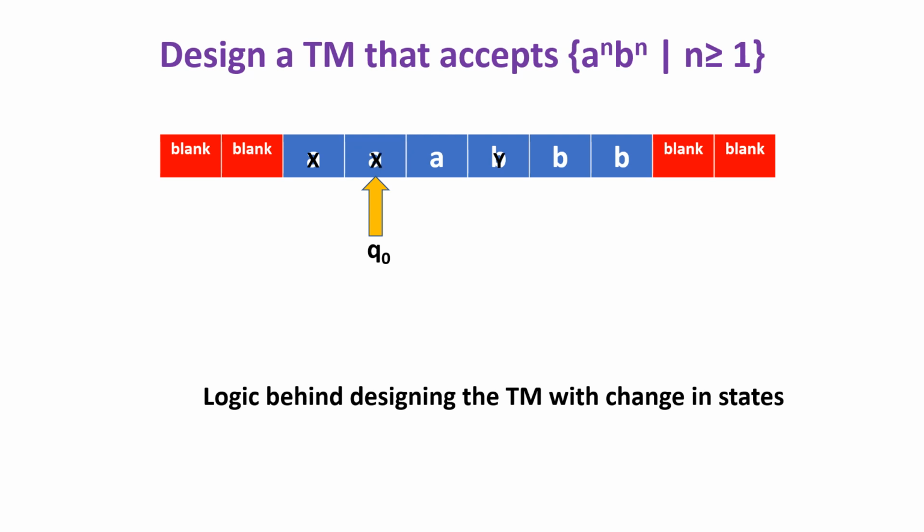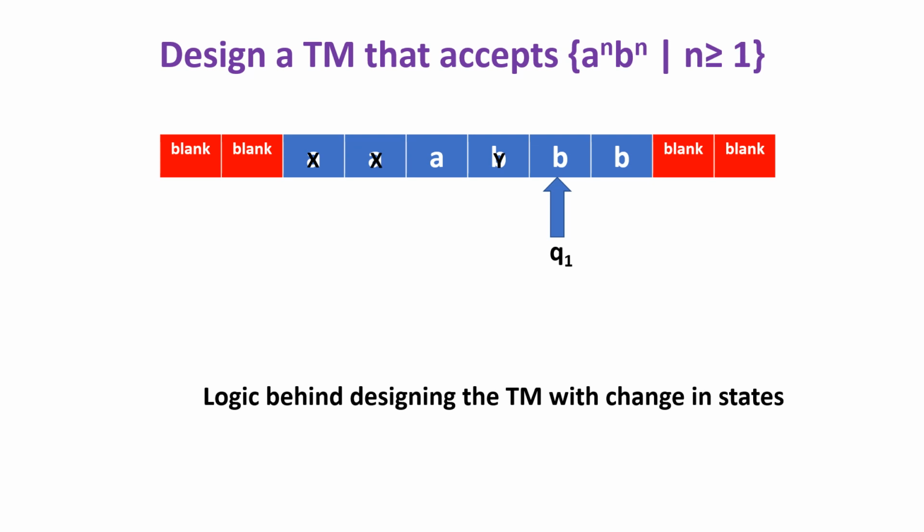Then again replace A by X. Change the state from Q0 to Q1. Move towards the right, keeping the input symbols on the tape as they are until we come across the leftmost B. Q1A. Is it a B? No. Keep A as it is, be in the same state, move towards the right. Q1Y. Is it a B? No. Keep the symbol Y as it is, move towards the right, be in the same state, Q1.